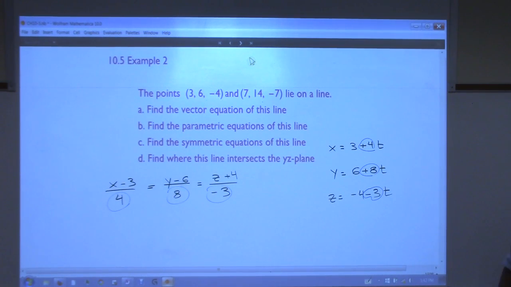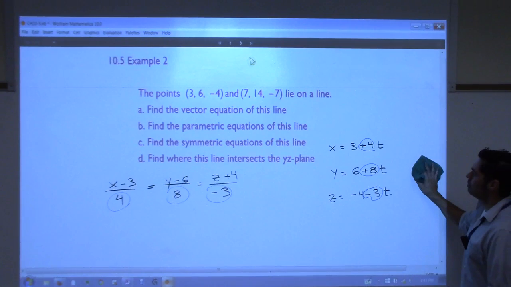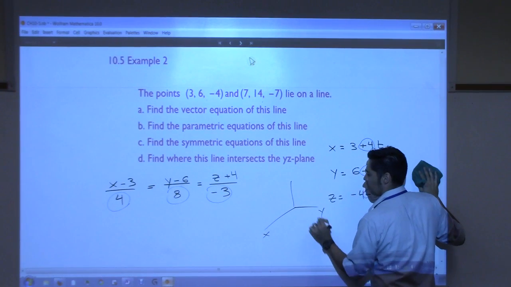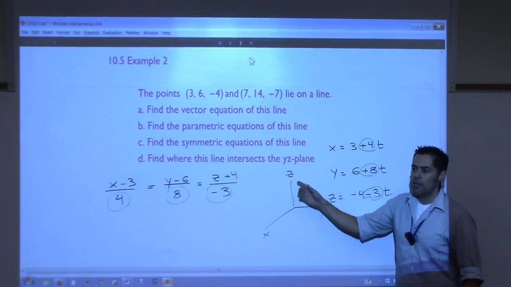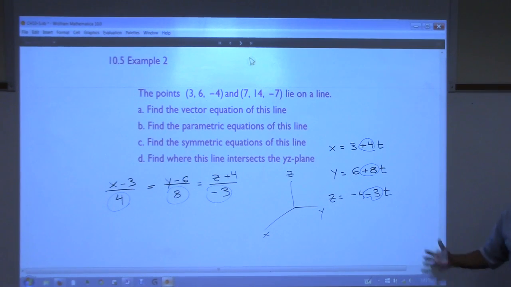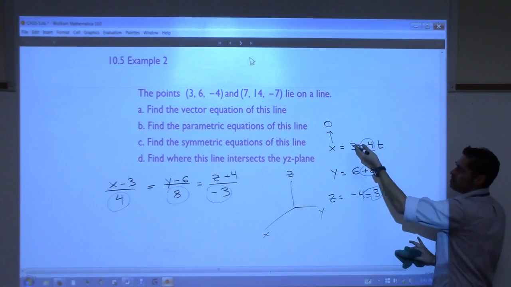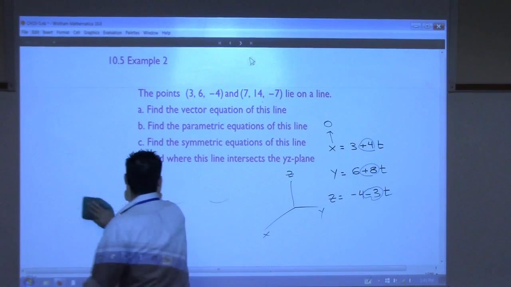We've done A, B, C. Where does this line intersect the YZ plane? When x is 0. Okay, so when you're on the YZ plane, your x coordinate must be 0. That's the condition. Your x must be 0. So you can look at the parametric equations and say, I need my x coordinate to be 0. So just replace x with 0 and solve for t.